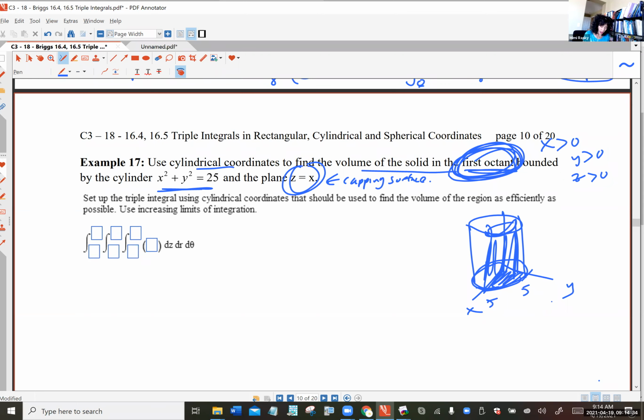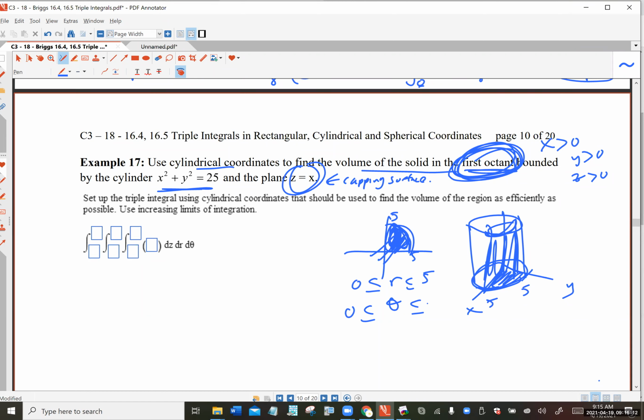So in the xy plane, I hope you can see that you are dealing with this circle of radius 5 here. So you can assume, since we're in the first octant, that we're only going to be in the first quadrant. Okay, so r is going to go between 0 and 5, and theta is going to go between what and what? Nathaniel, tell me. It's from 0 to 2 pi. 0 to what? 2 pi?